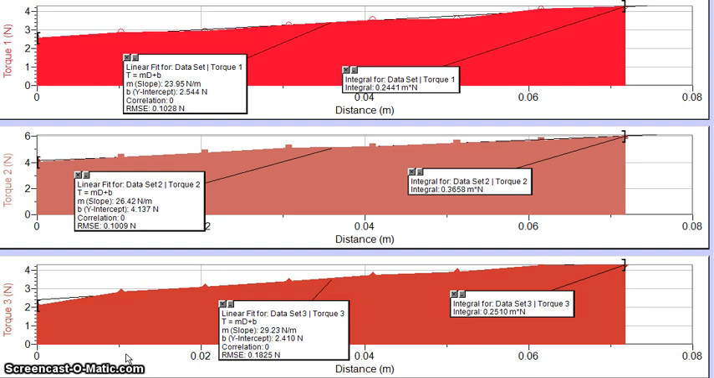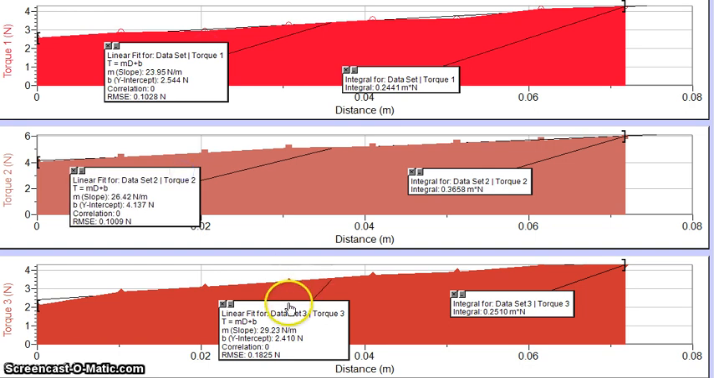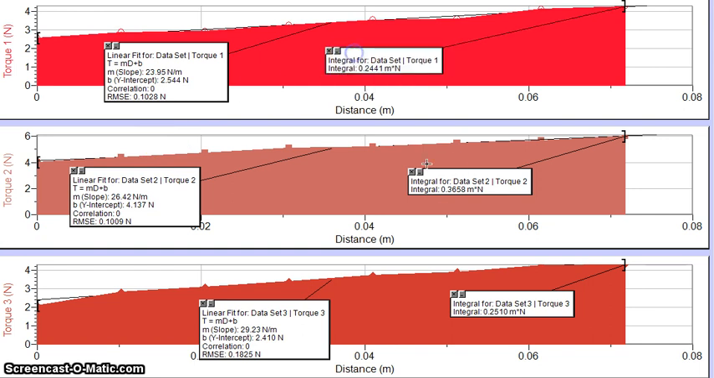Next, I took the integral of each of the graphs, and integral is just pretty much the area under the curve. This curve was actually a straight line. The data might have been a little off, but it ended up making a straight line, so the equation was y equals mx plus b. I'll explain that later. But for now, the integral under the first one was 0.2441 newtons per meter.